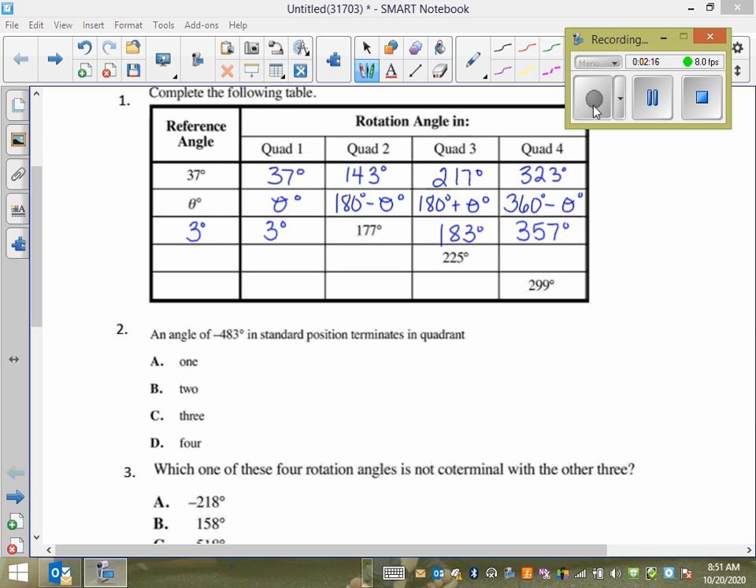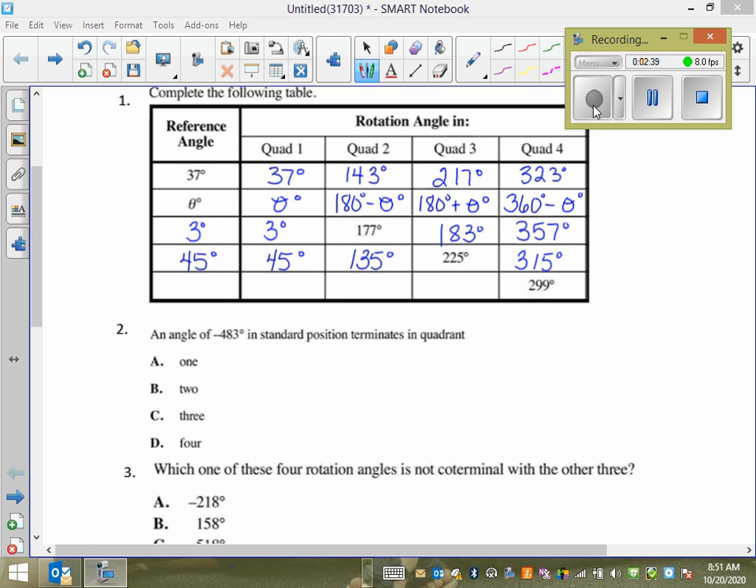225 is how far away from 180? 45. You have the quiz. You can find it. I gave it to you. 45 degrees away from 180. So quadrant 1 is 45. Quadrant 2 is 180 minus 45, which is 135. Quadrant 4 is 360 minus 45, which is 315.